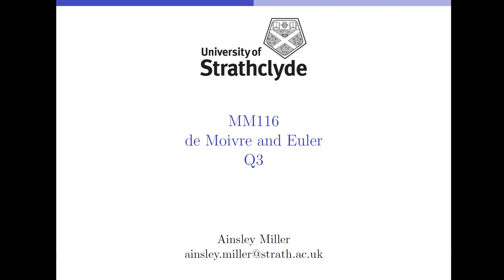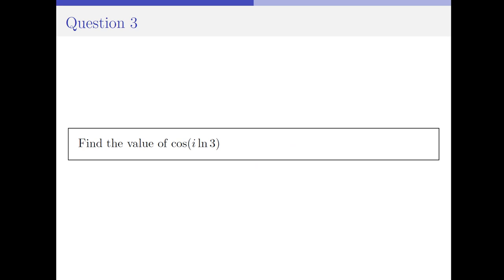So this is example 3. Find the value of cos(i ln 3). Ln is the natural log. What we're trying to do here is just get a value out. Whether that's real or imaginary is another story, but we're trying to get a value out. The first thing we need to do is recognise that this is something else in disguise.